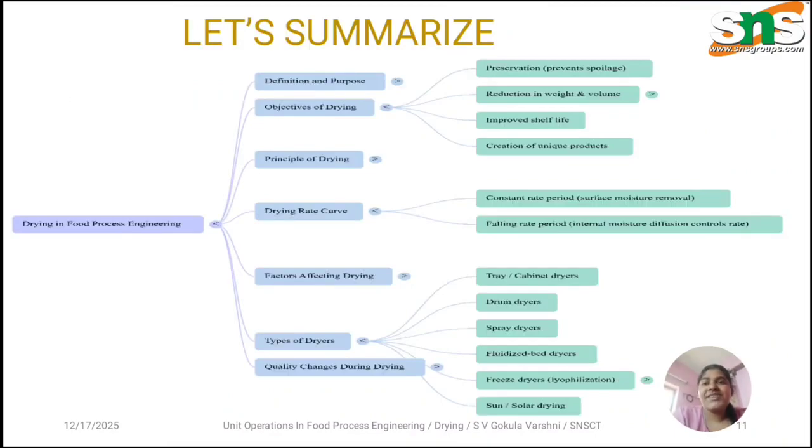To summarize, drying is an important preservation technique in food processing. It works by heat and moisture transfer. Drying efficiency depends on the air conditions, product properties and dryer design. Different dryers are selected based on the product type and quality requirement.